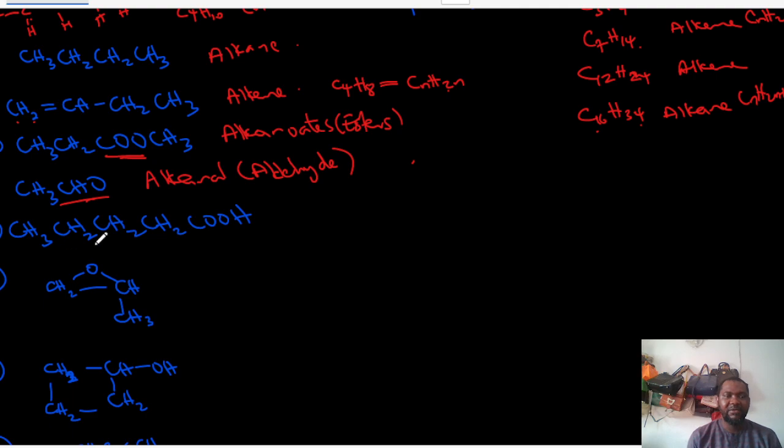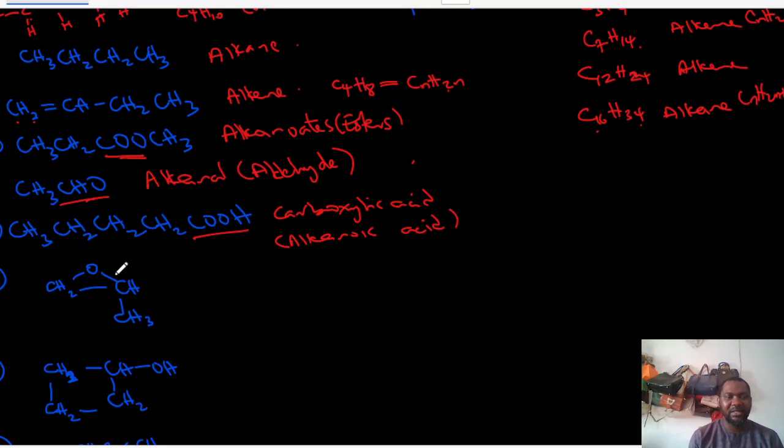Okay. For here, the functional group is COOH. COOH is a functional group of carboxylic acid. You can call it carboxylic acid or you can call it alkanoic acid. Okay, and this one looks strange, right?